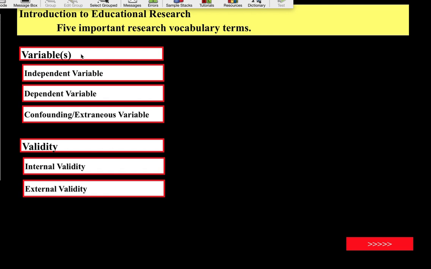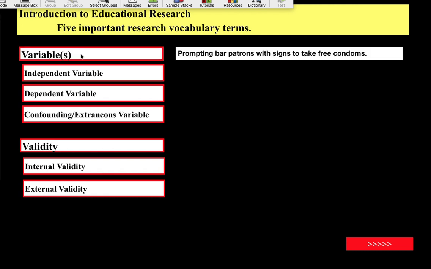Okay, the first term is a variable, and a variable is something that varies. So it can take on a quality, and then it can vary and take on another quality. In mathematics, and especially if you've taken algebra, you'll know that X and Y and Z letters usually represent variables, which can be different numbers. It has a slightly different meaning in research.